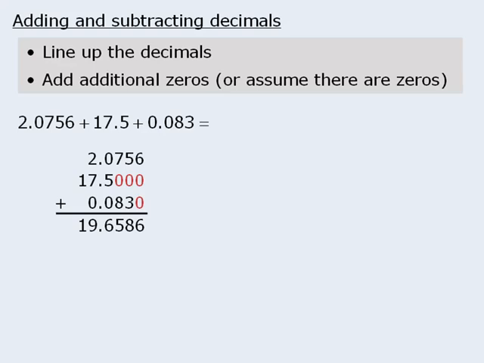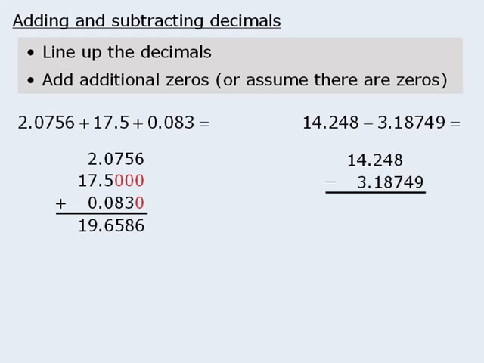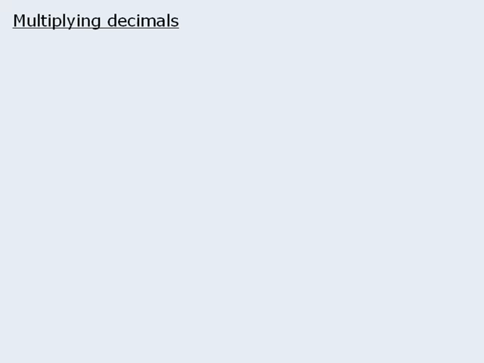Now the rule for subtraction is the same. To perform this subtraction, we first line up the decimals, and then we add any necessary zeros to make our calculations easier. At this point, we subtract while keeping the decimal in the same location. Alright, now let's examine multiplication.